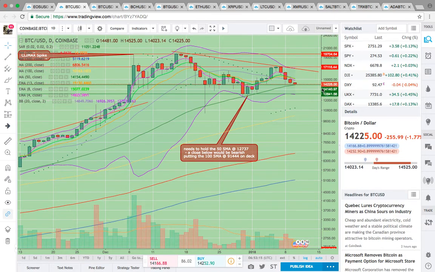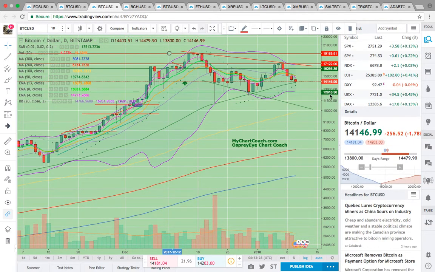So if it does drop below this 50-day simple moving average, and then it breaks below 12,841, that's when you could see a big drop down to the 100 simple moving average down here near $10,000. So keep an eye on it right now. It's at a very crucial level, so we'll look at it tomorrow and see if it can bounce.